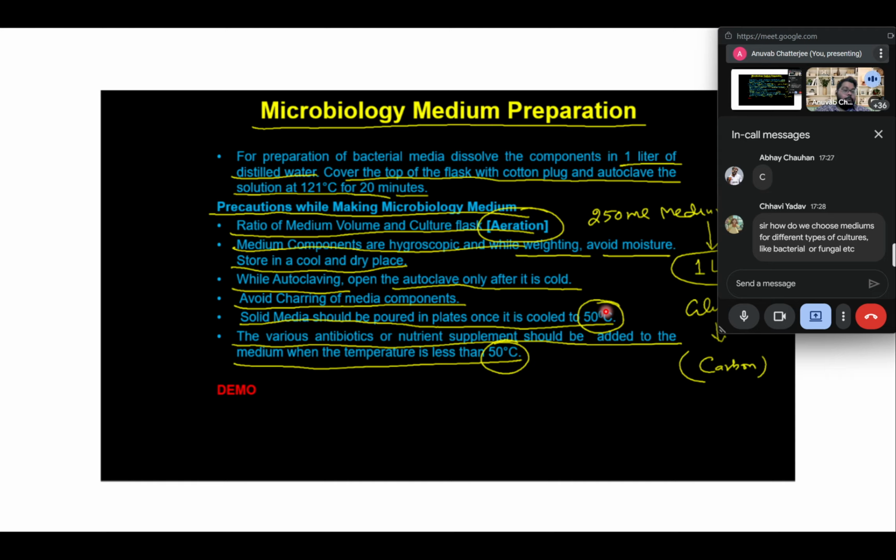How do we choose media for different types of cultures, like bacterial or fungal? Okay, this is a good question. Different bacteria and different fungi, even different mammalian cells, require different kinds of media to be used.